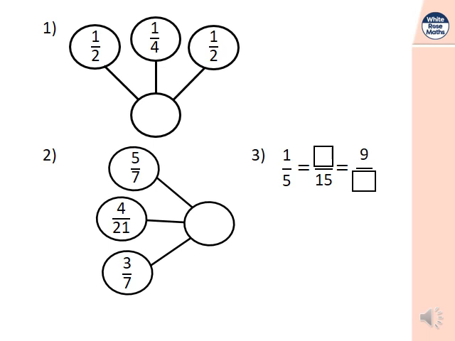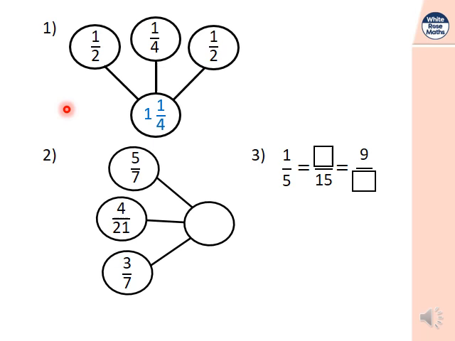Question number 1, we have a part-whole model. So we have a half, a quarter and a half, and when added together, what total does that give? And we can see we have a half and a half, and if we add those together we get 1 whole, and that leaves us with our quarter, so our answer would be 1 whole and a quarter.